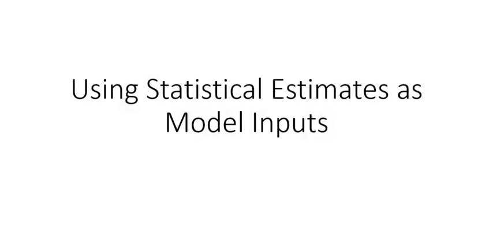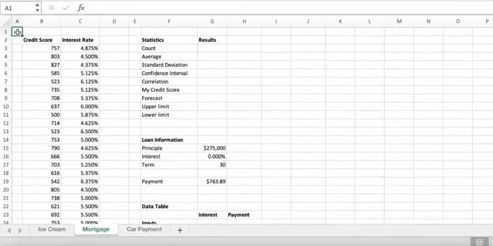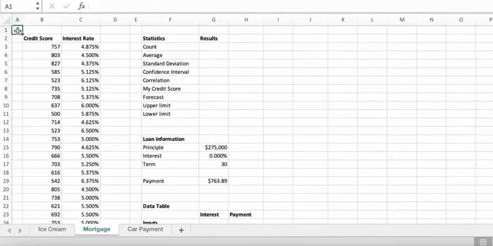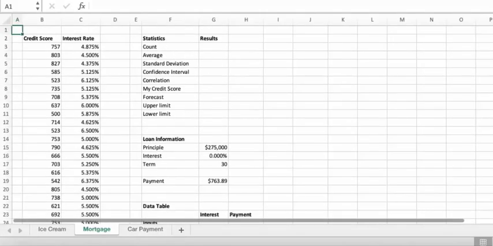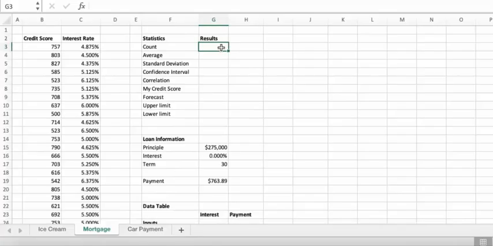In this video, we will look at a model that has more data points, allowing us to increase our confidence in the model. The mortgage example here, we have a bunch of credit scores and corresponding interest rates that applicants were able to obtain based on their credit score. And you'll notice that in general, higher credit scores have lower interest rates, which is what we would expect to find. So we're going to do some quick summary statistics on this.